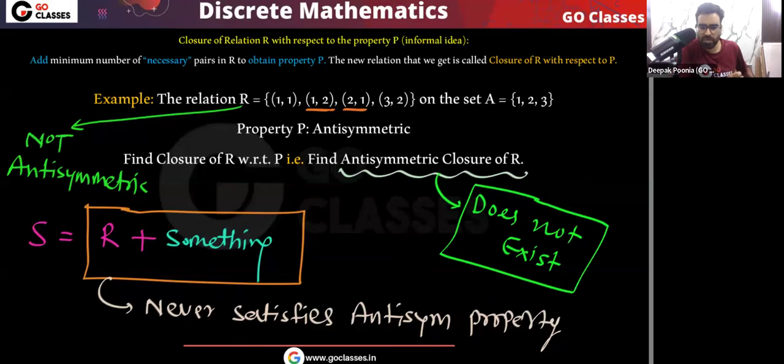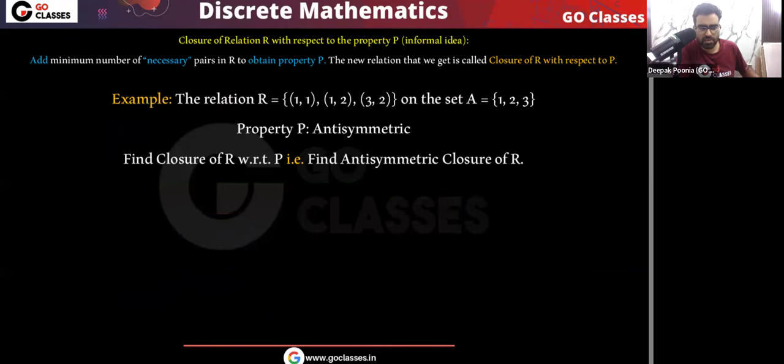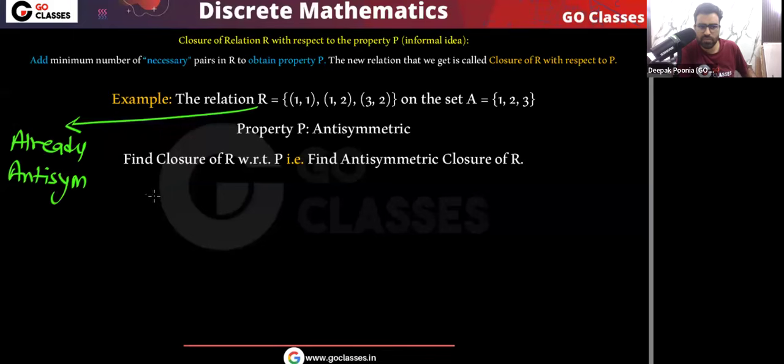I hope you have become expert now. Are you feeling more and more confident? Very easily we are checking. Tell me the answer for this question. The property is anti-symmetric and the relation is given. Does this relation already satisfy the anti-symmetric property? Yes, it is already anti-symmetric. So there is no need to add anything. The anti-symmetric closure of R will be R itself.